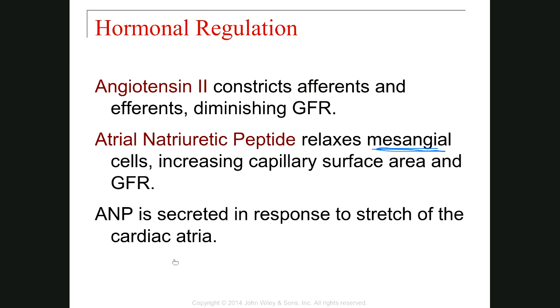This part is about the filtration. In the next video, I will talk about the tubular reabsorption and tubular secretion for you.